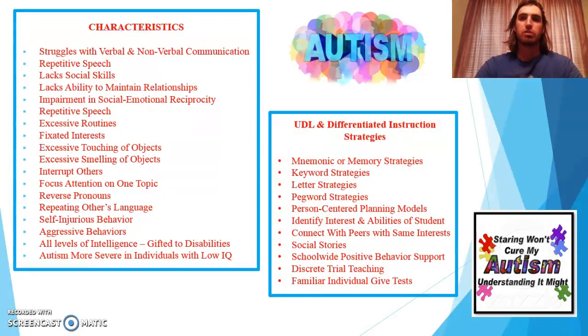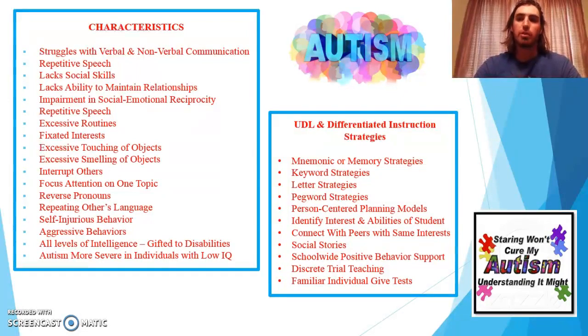Some strategies a teacher can use for individuals with autism are memory strategies, keyword strategies, letter strategies, and peg word strategy. In an effort to help with social interaction, a teacher can use person-centered planning models that involve peers. They can also identify interests and abilities of students with autism and connect those students with others with the same interests. Teachers of very young children can use social stories, which helps them learn appropriate interaction in social settings.